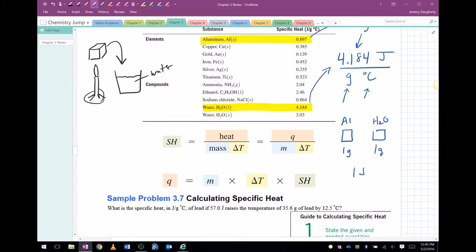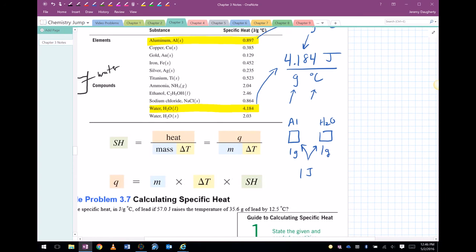So I put 1 joule of energy into the water, and I put 1 joule of energy into the aluminum. They both start at the same initial temperature. Let's say they both start at 25 degrees Celsius, which is approximately room temperature. Right? So this is aluminum at 25 degrees Celsius, and this is water at 25 degrees Celsius. And I put in 1 joule. Will they have the same final temperature? No. Which one will have the higher temperature?